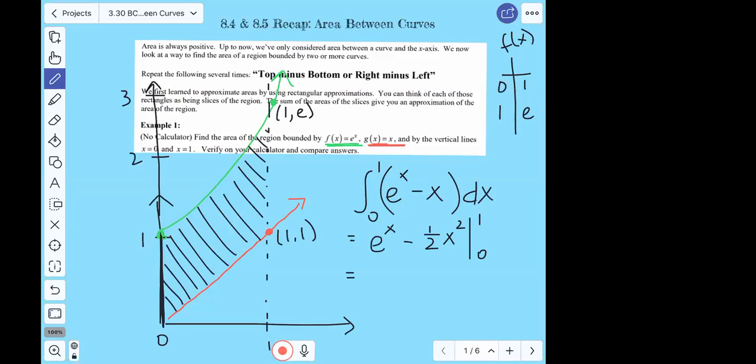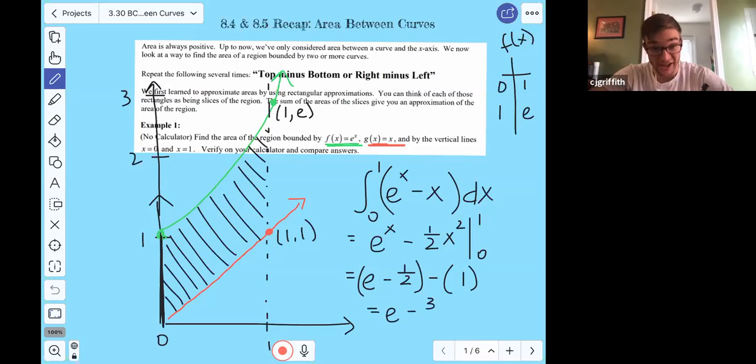If we plug in 1, we'll have just e minus 1/2. That's plugging in 1. And then we'll plug in 0 and evaluate. So e to the 0 is just 1, minus 0. So this is going to be e minus 1/2 minus another whole, so minus 3/2. Cool.